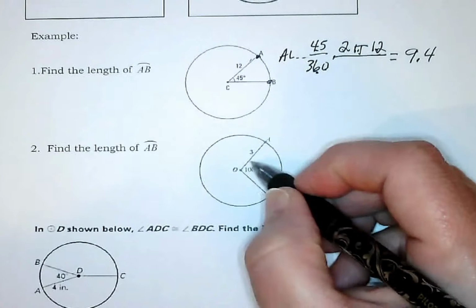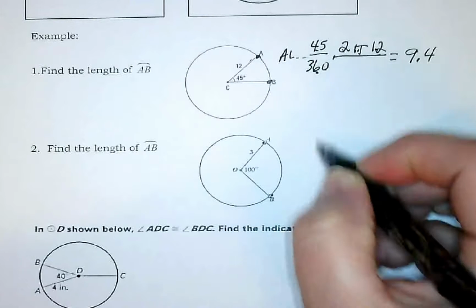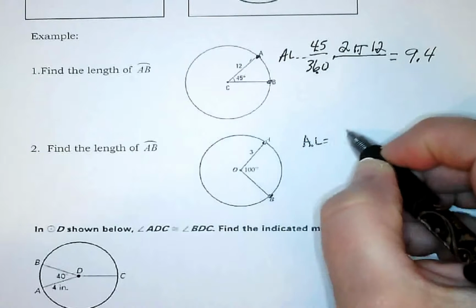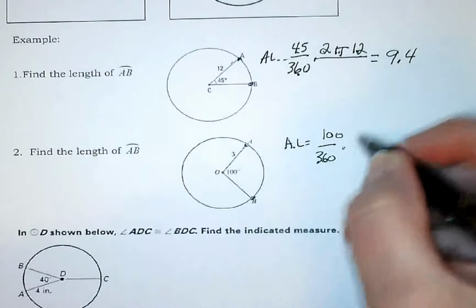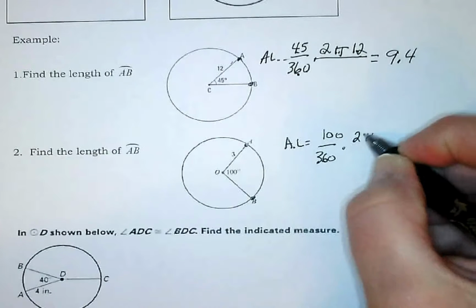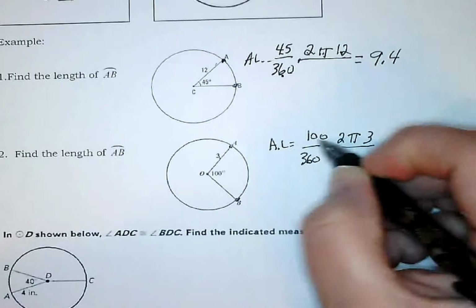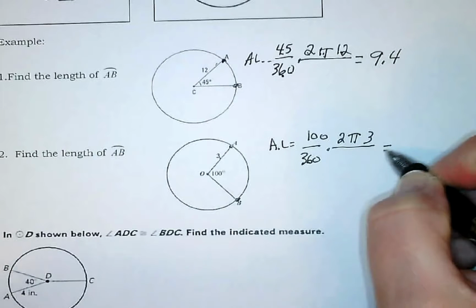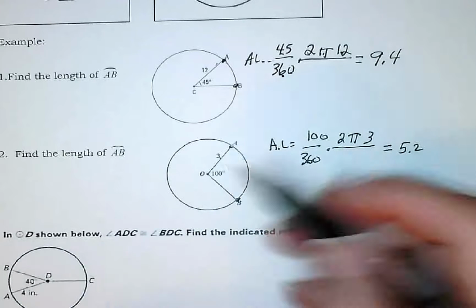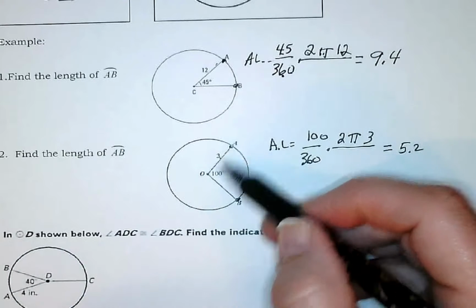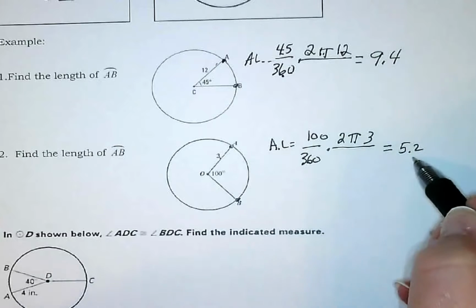So arc length is taking the central angle, and we want how far is it from point A to point B. So arc length is going to be 100 over 360, so that fractional part of the whole circumference, 2 pi r. I'm going to take these numbers across the top and multiply them, divide by 360. When I do so, I get 5.2. Again, if this was 3 inches, okay, and that gave me my circumference, the arc length, this part of it, would be 5.2 inches.